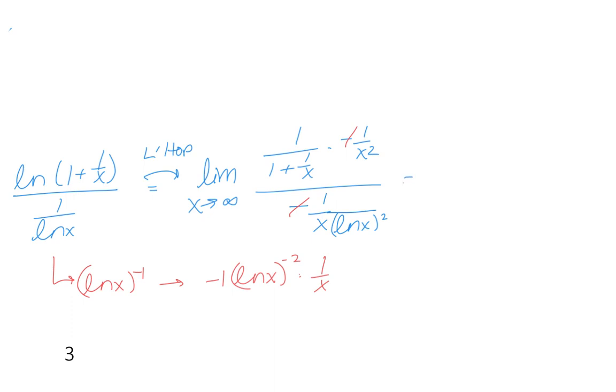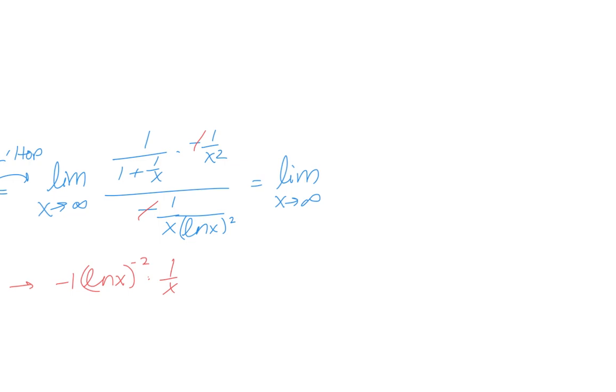Let's do some algebraic cleanup. I have the limit as x goes to infinity. I have 1. Well, let me deal with this. So I'm going to deal with that up here. 1 over 1 plus 1 over x. Let me multiply every term by x, so I can get rid of the complex fraction. I'm going to have x over x plus 1. So this is going to be x over x plus 1 multiplied by 1 over x squared.